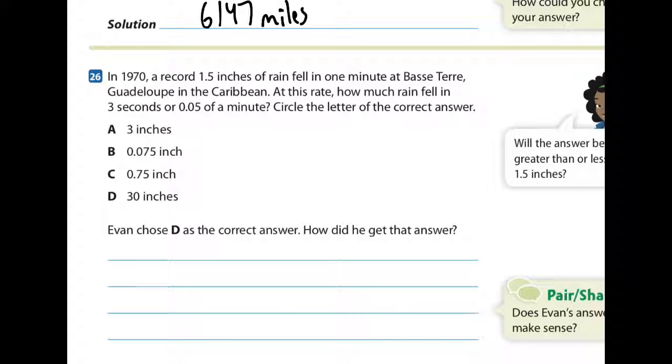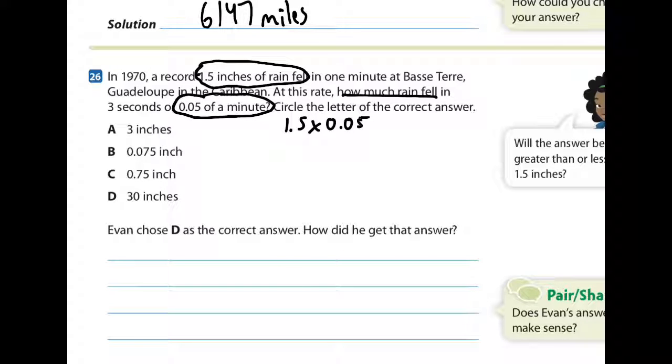It says in 1970, a record 1.5 inches of rain fell in 1 minute at Base Terra, Guadalupe in the Caribbean. At this rate, how much rain fell in 3 seconds, or 5/100ths of a minute? Circle the letter of the correct answer. Okay, so what we're going to do is we're going to multiply those two numbers together. So I'm going to do this one traditional way here. So remember, if I'm doing 1.5 times 0.05, pretend you're doing 15 times 5.